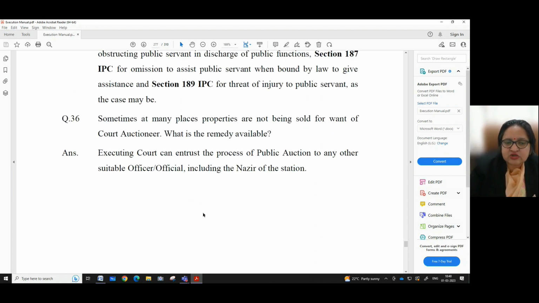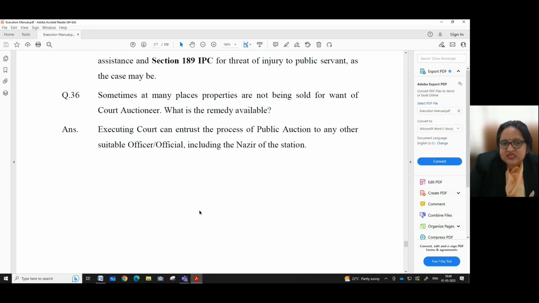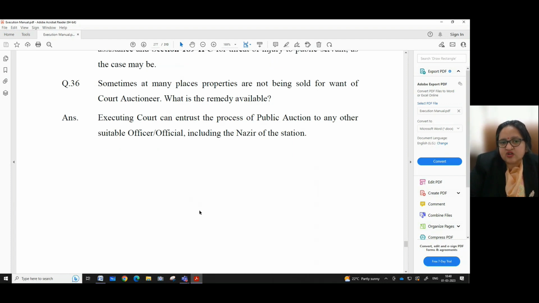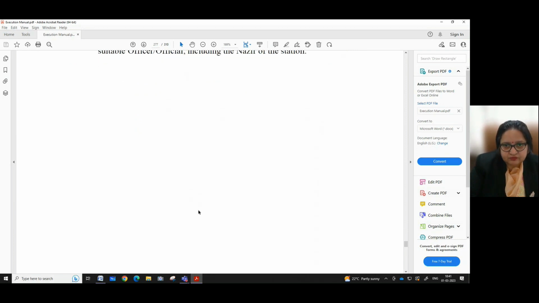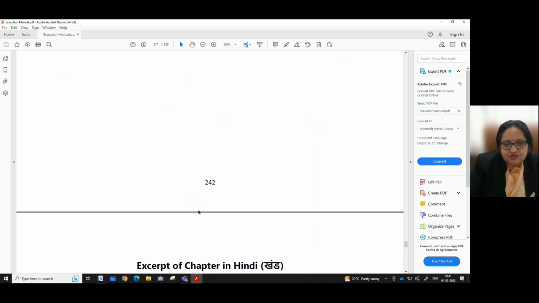The next and the last question is that sometimes at many places properties are not being sold for want of a court auctioneer. What is the remedy available? Now the answer is that the executing court can entrust the process of public auction to any other suitable officer or official, including the Nazir of the station. So this is all about the frequently asked questions, which have now been incorporated in our refresher manual.